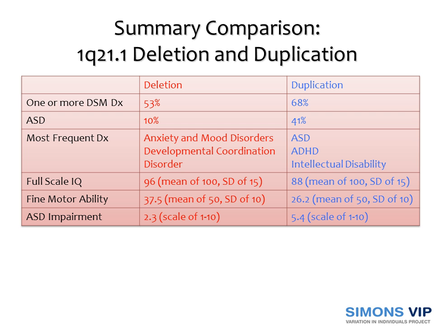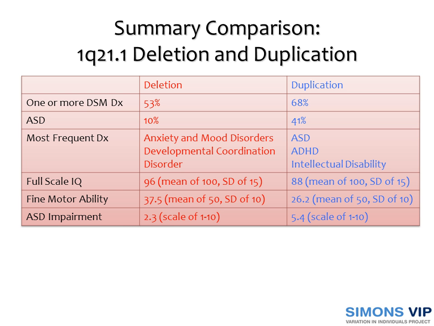We already chatted about IQ ability. We chatted about motor skills with a real pronounced challenge for our duplication cases. And we chatted about that ASD-related severity as well already. So that's the emerging picture for individuals with 1q21 deletion duplication.